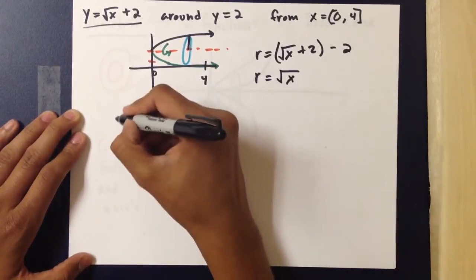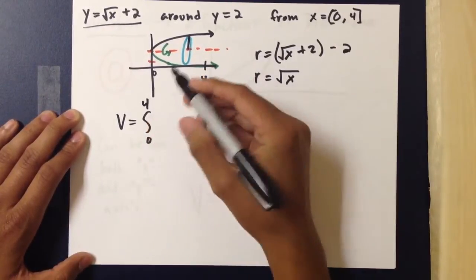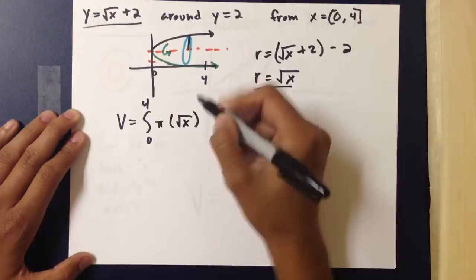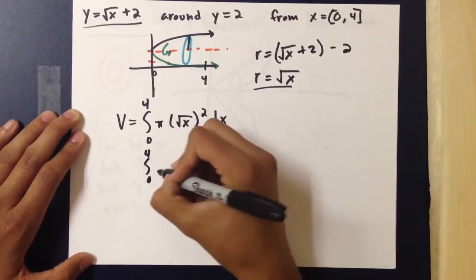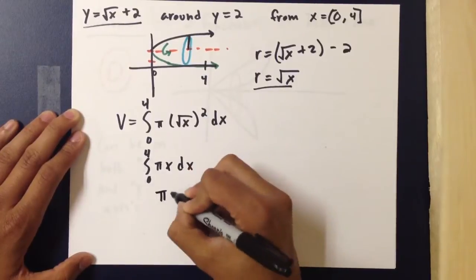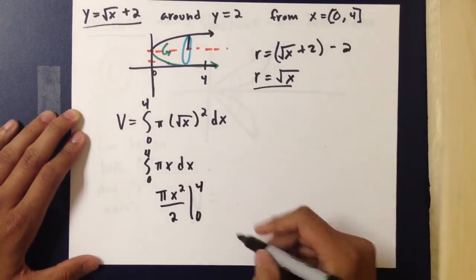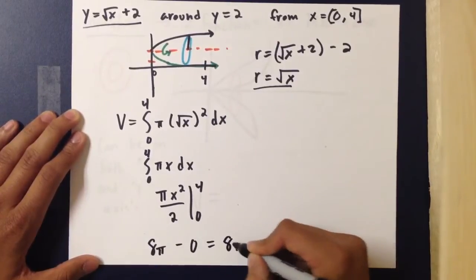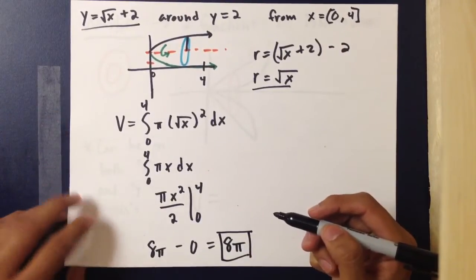So now we just take our volume formula, and since we have to find from 0 to 4, we plug in our r that we found, and solve the integral. And after all the integration, you come to the answer of 8 pi. And that is the disk method.